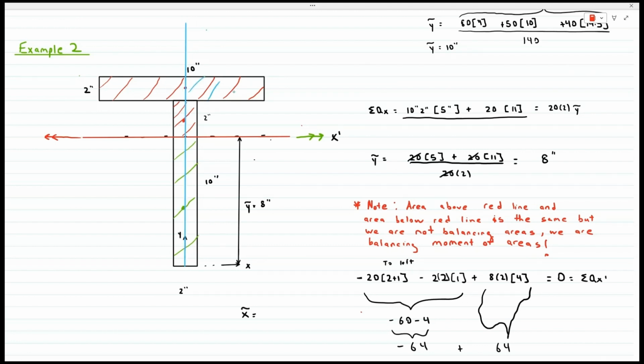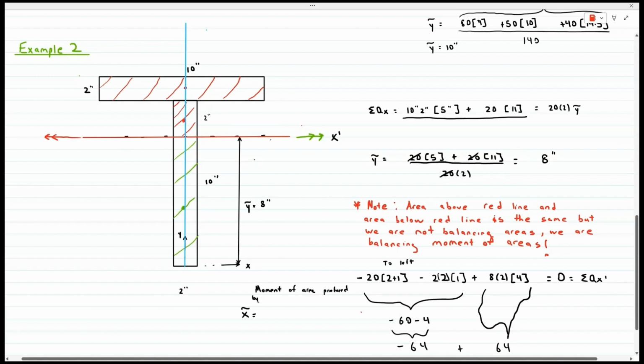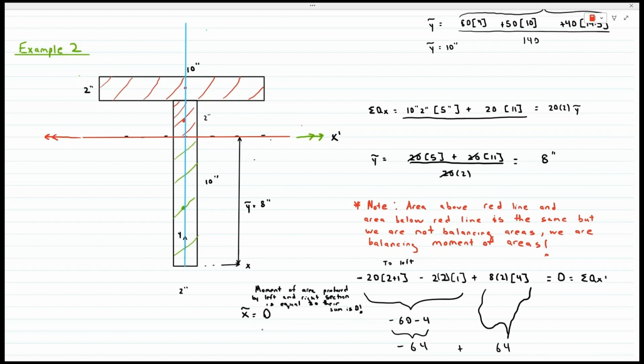What about x bar? We can use exactly the same logic. The moment of areas to the left and right of the y-axis is equal to 0. The right side area would be an upward pointing moment, and the left side area would be a downward pointing moment, such that their sum is 0. If we write out the coordinates of the centroid, the solution is 0, 8. I wrote it backwards here.